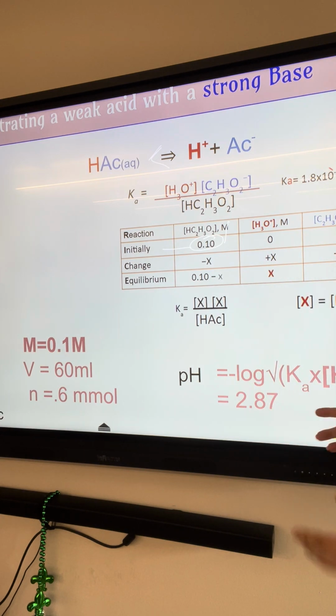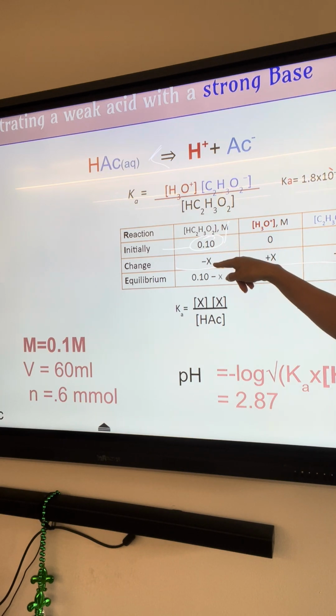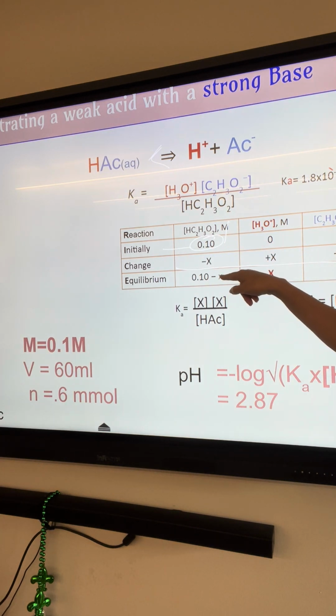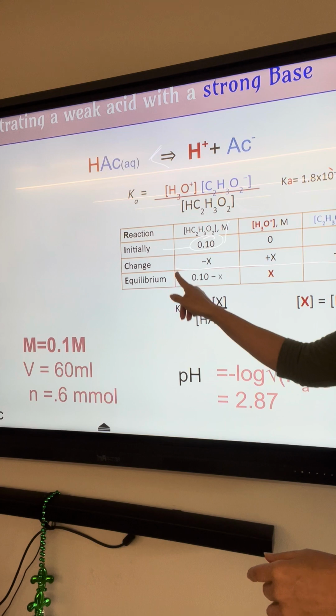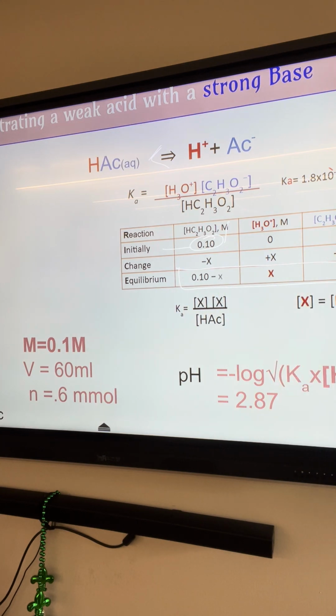What do I have at equilibrium? I just add those 2 columns up. 0.1 minus X is 0.1 minus X. 0 plus X is X. 0 plus X is X. That is what you have at equilibrium. Does that make sense? That's what you have at equilibrium.